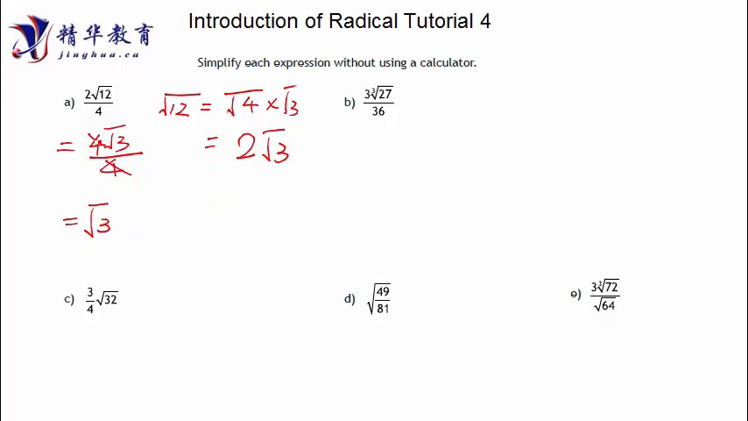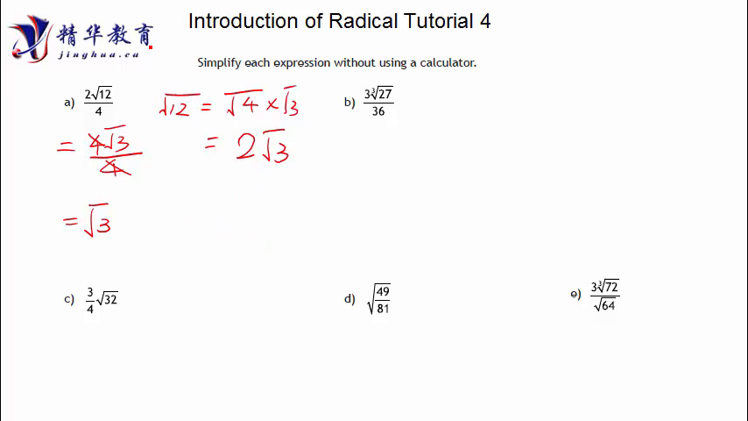I want to add something here. 4 square root 3 over 4, you can cancel this 4. However, 4 plus square root 3 over 4, never ever do that. This is not right. So many of my students do this. You cannot cancel like that. If there's a plus, you have to divide every single term by 4. If it's a multiplication, you can cancel like that. So do not make that mistake.